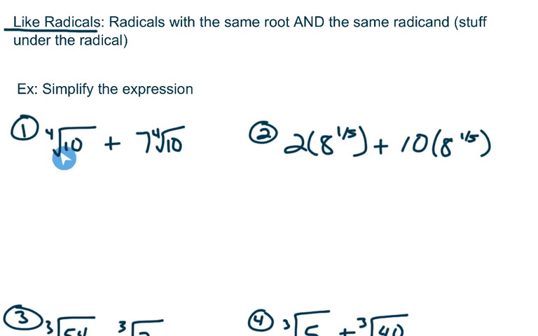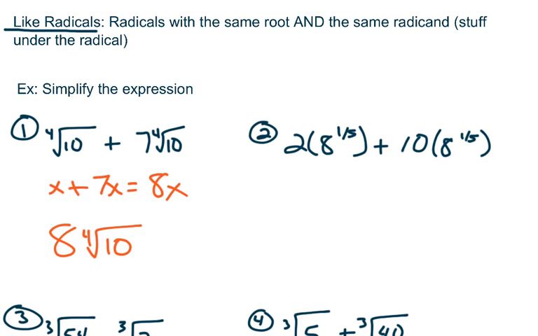Think of them as variables. Think of this as x plus 7x. If you had something like that, well, this would be pretty straightforward. That becomes 8x. 1x plus 7x gives you 8x. We can treat these radicals just the same way. If I have 1 4th root of 10 and I add 7 more 4th roots of 10, what I'm going to get is 8 4th roots of 10, and that's your answer right there.